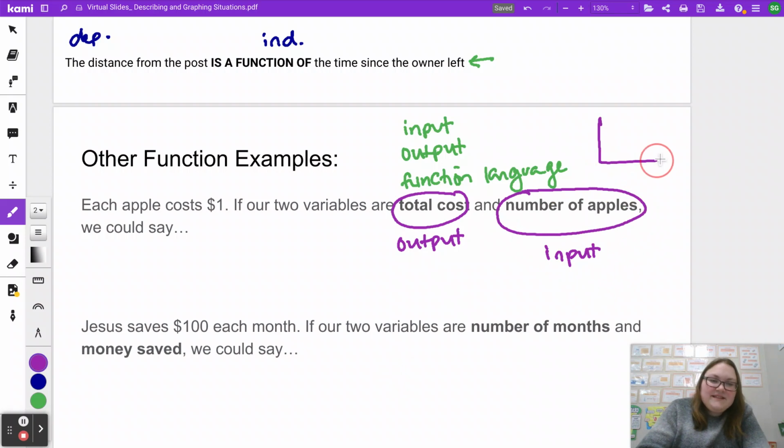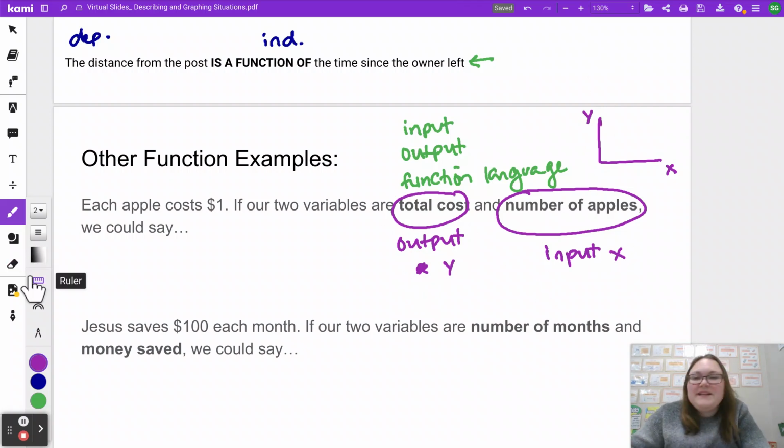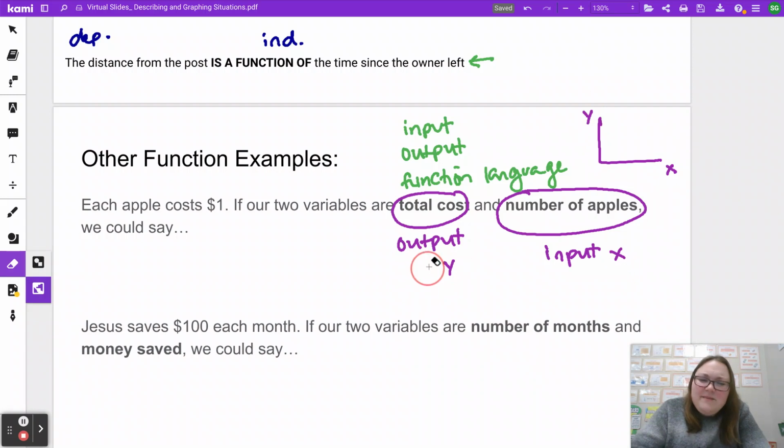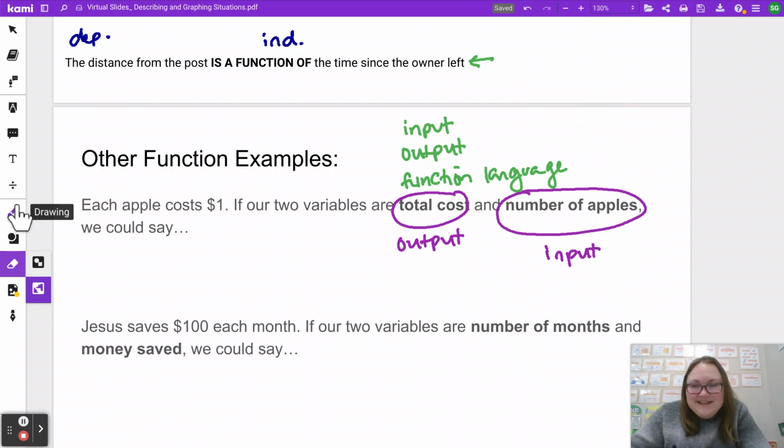I've also had students think about, if you were to graph this, the number of apples is what I would want here on my x-axis, and our output, our total cost, I would want here on our y-axis, and use x and y to help them identify these, or independent and dependent variables. Find the way that makes the most sense for you. But we need to know which one is the independent, the input, and we need to know which one is the output to write that sentence.